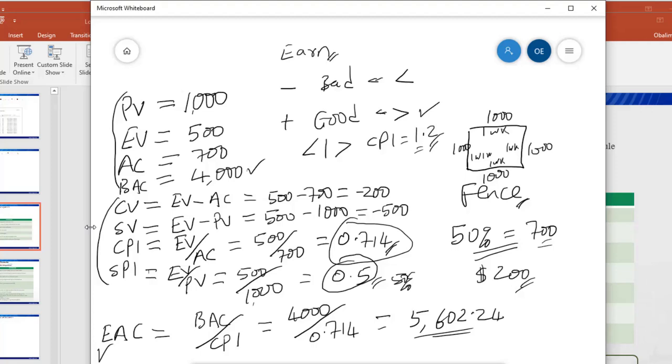So remember we said for your variance, values negative bad, positive good, and then if you have 0, it simply means you're on target. For your index, greater than 1 is good, less than 1 is bad, and if you have 1, it simply means you are on target.